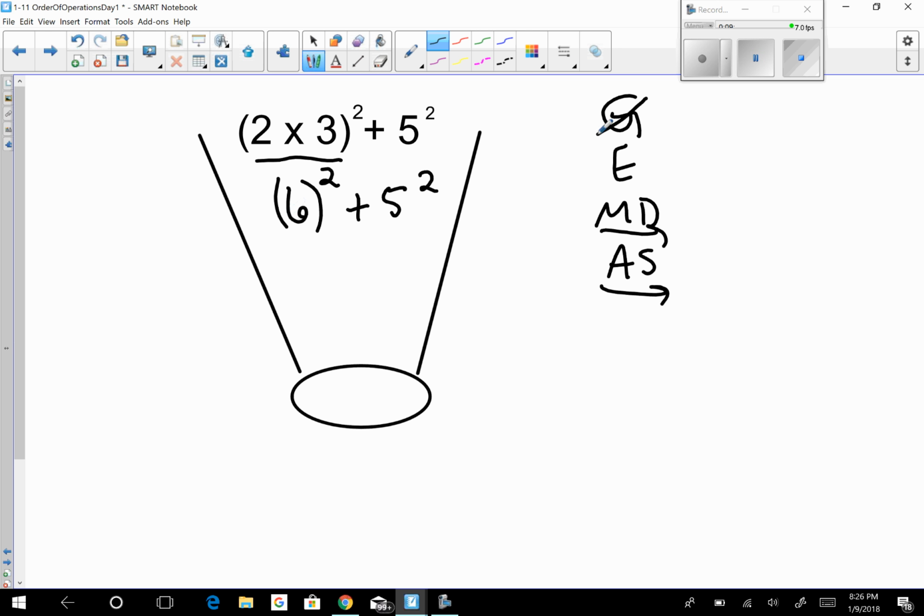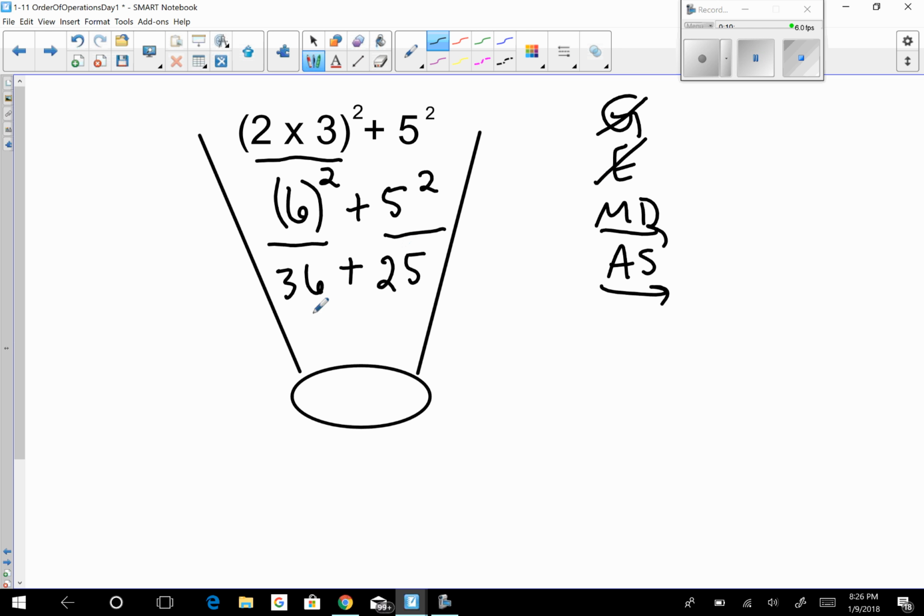Exponents. We have 6 squared plus 5 squared. So we're going to do the 2 exponents. So 6 squared, that's 6 times 6, which is 36. And then plus, and then 5 squared is 5 times 5, which is 25. And so now we're done with our exponents.